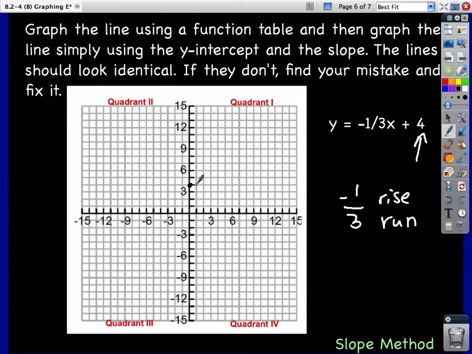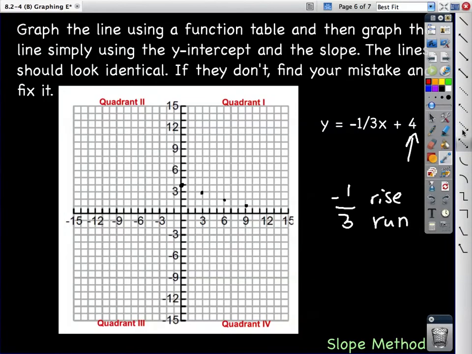So we're going to go right 3, 1, 2, 3. But then we're going to go down 1 because it's negative. 1, 2, 3, down 1. 1, 2, 3, down 1. As you can see, this line is going to look just like the other line we graphed, if I can figure out how to connect these points. Let me give it a try like that. All right. Not too great, but not too bad.